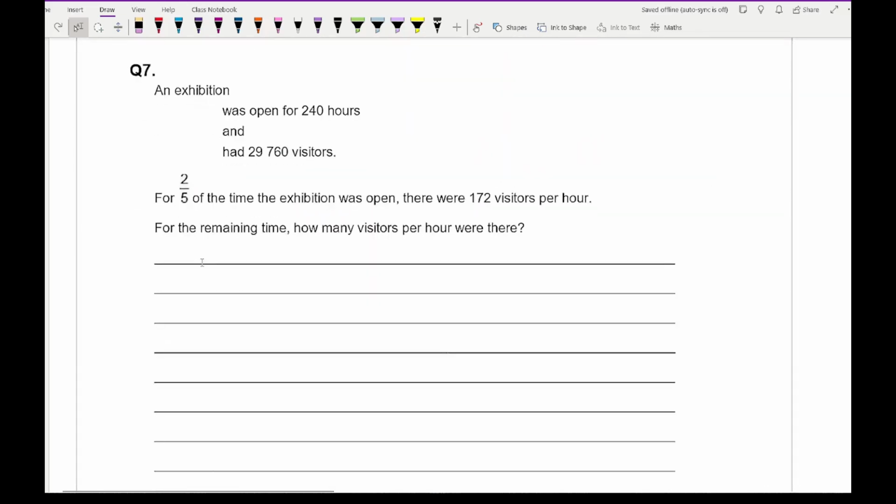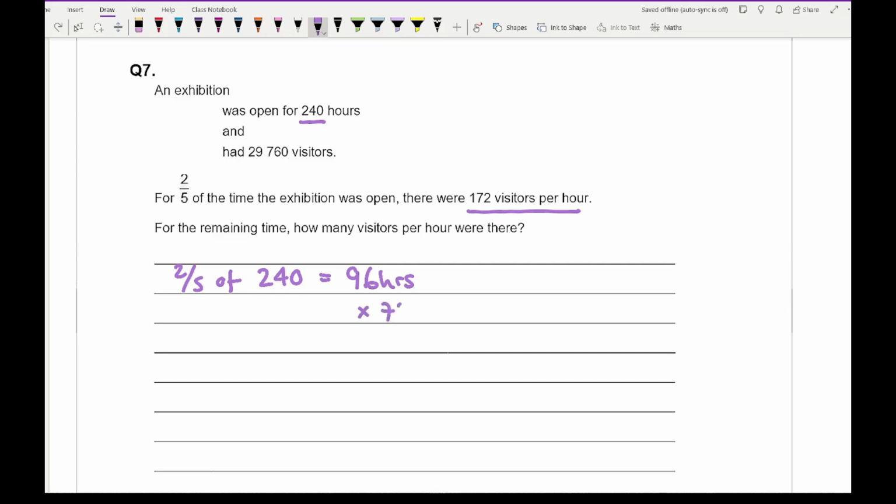Moving on to our last question, it says that an exhibition was open for 240 hours and had 29,760 visitors. For 2/5 of the time the exhibition was open, there were 172 visitors per hour. And it says for the remaining time, how many visitors per hour were there? So for this, what we need to first do is work out what 2/5 of the total time is going to be. So we've got 2/5 of 240, and if I type that into my calculator I get an answer of 96 hours.